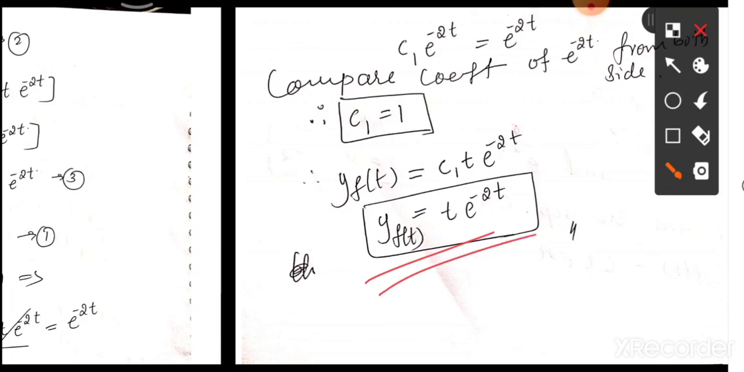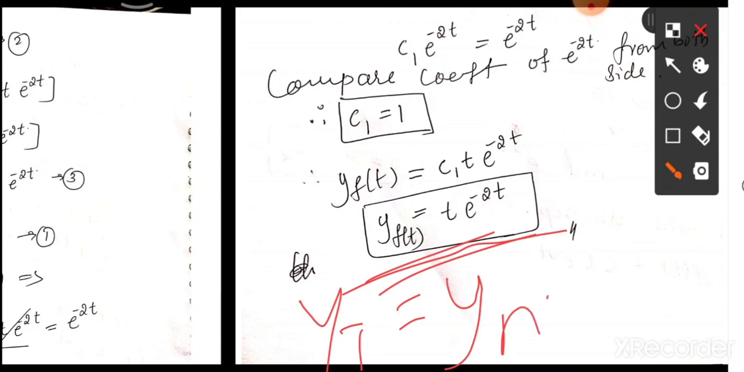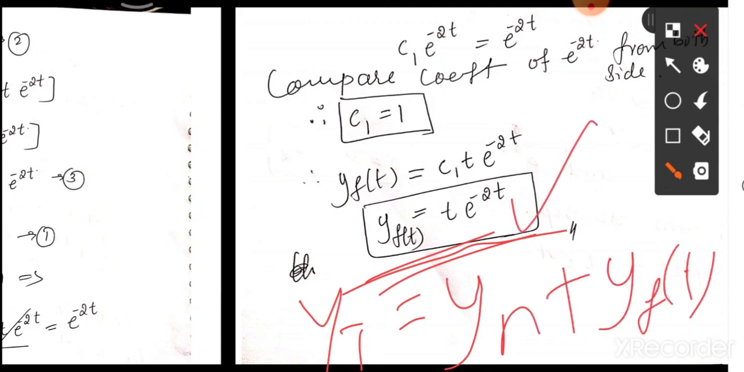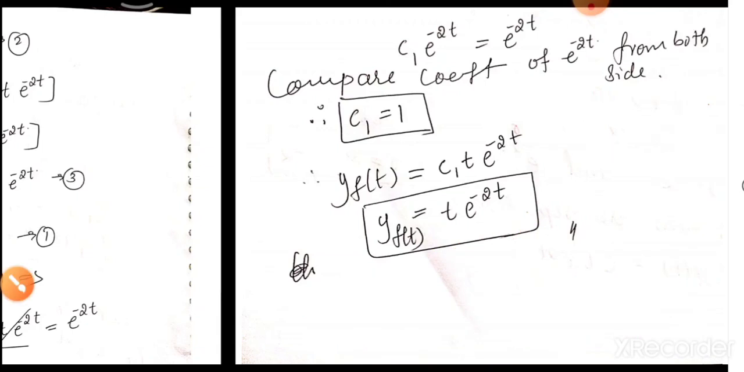Suppose for the same problem they ask for the total response y of t, then we have to calculate yn plus yf of t. Since we have calculated yf of t, we then have to calculate yn of t. Once we calculate that, we can represent y of t. That we'll discuss in the later class. Thank you.